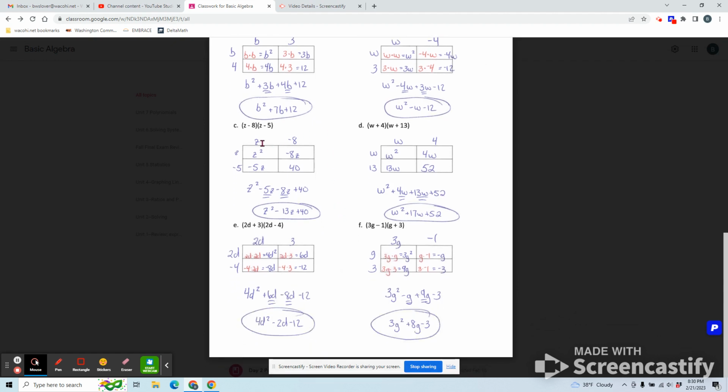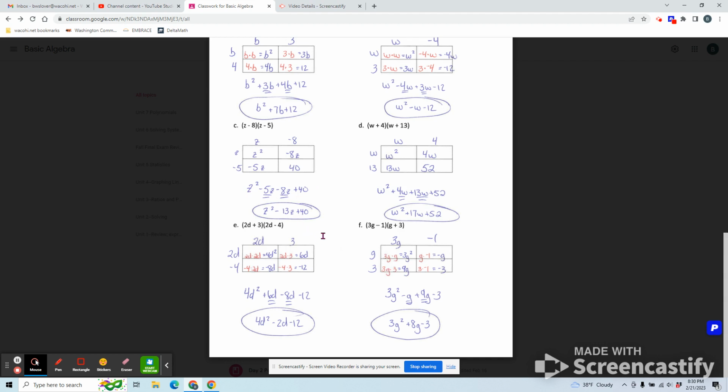Letter C is the same idea. z minus 8, so I have a z and a minus 8, and a z and a minus 5. That negative sign has to carry with it for both the 8 and the 5. I multiply, write out all my areas from all 4 boxes, and combine like terms.